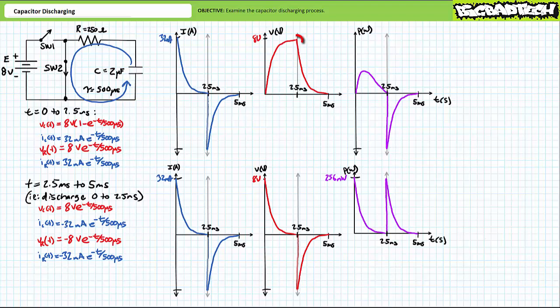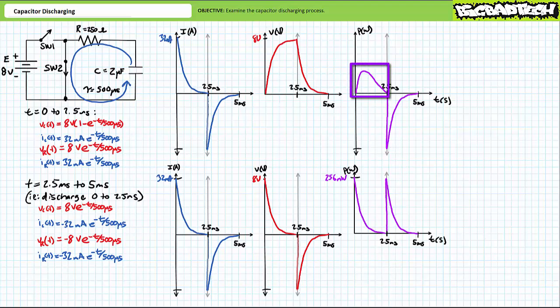At t equals 2.5 milliseconds, voltage across the fully charged capacitor is 8 volts, but 0 amps of current is flowing into it. Instantaneous power delivery at the end of the charge phase is also 0 watts. Again, it makes sense because at 2.5 milliseconds, the capacitor is fully charged and the show is over. In between these times, something interesting happens.